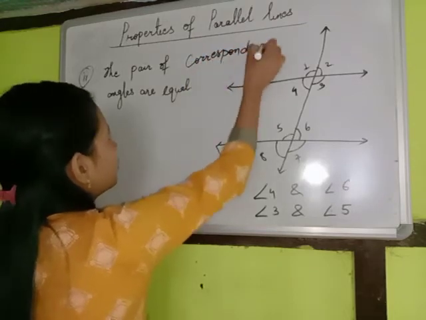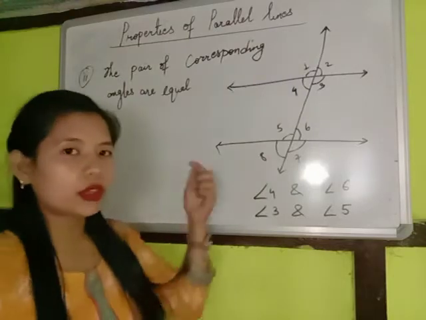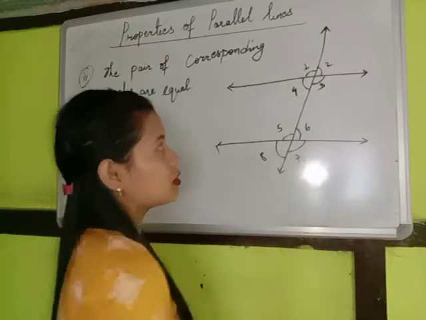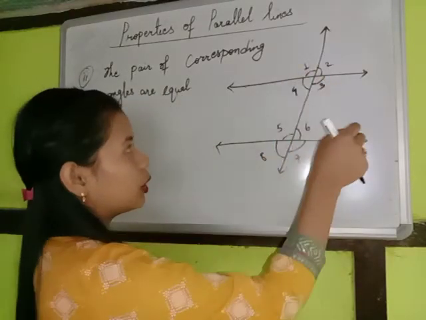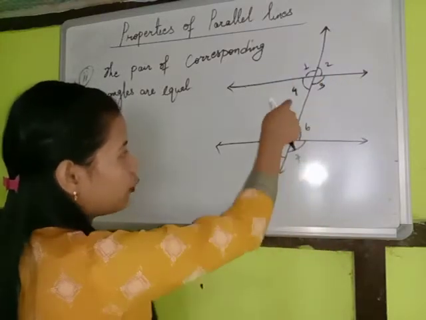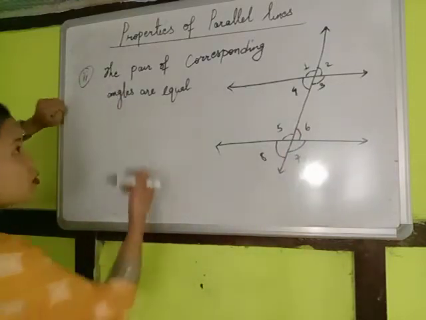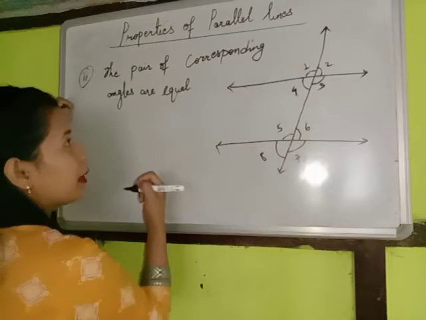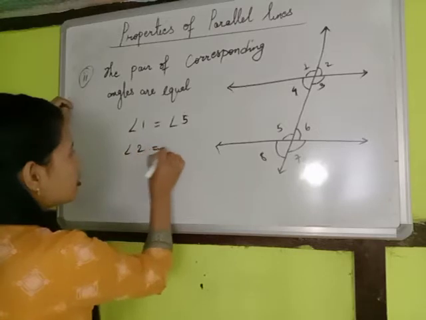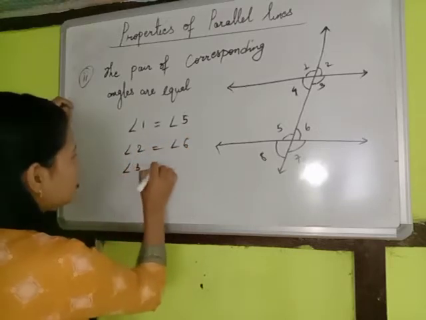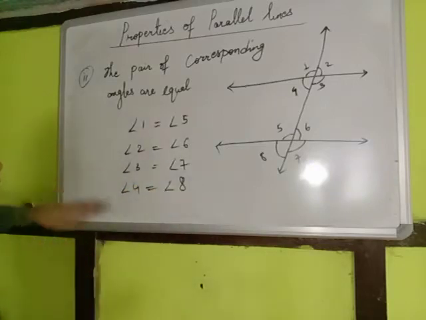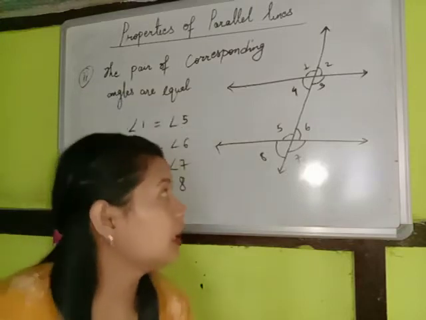We already know that corresponding angles are the angles which occupy the same position, right? So here there are 4 pairs of corresponding angles: angle 1 and angle 5, 2 and 6, 3 and 7, 4 and 8. The property tells us that corresponding angles are equal in measure. So angle 1 equals angle 5, angle 2 equals angle 6, angle 3 equals angle 7 and angle 4 equals angle 8.